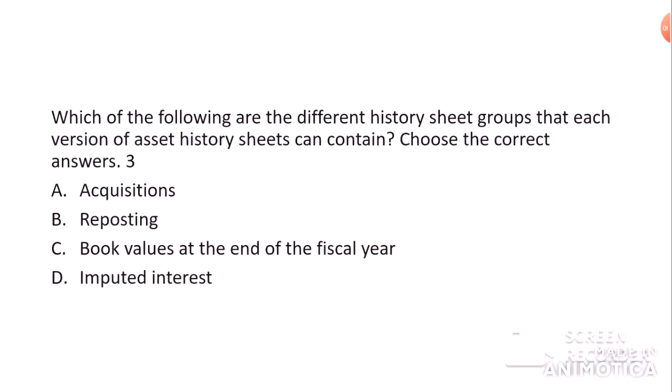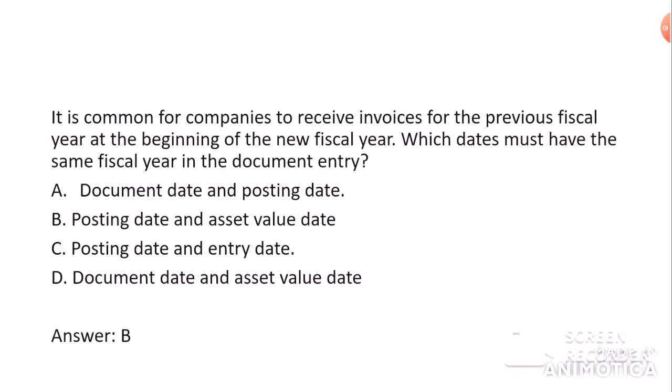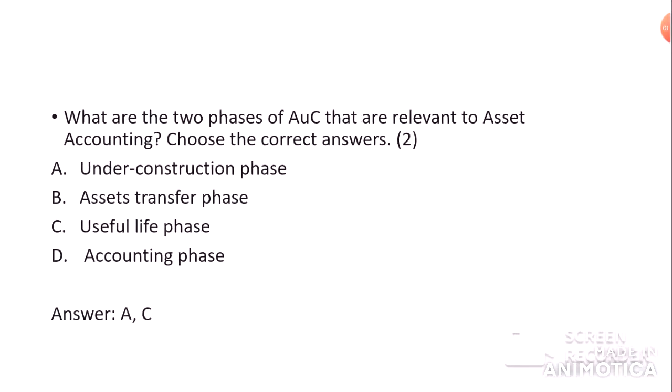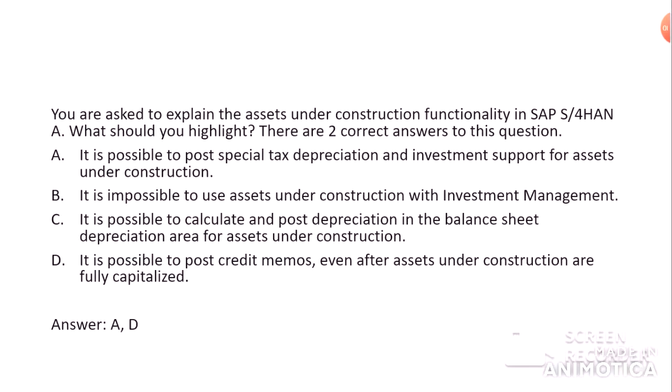It is common for companies to receive invoices for the previous fiscal year at the beginning of the new fiscal year. So which dates must have the same fiscal year in the document entry? It should be posting date, asset value date. What are phases of AUC that are relevant to asset accounting? Under construction phase and useful life phase. You are asked to explain the asset under construction functionality in SAP S/4HANA. So what will you highlight? It is possible to post special tax depreciation and investment support for assets under construction. It is A. And it is possible to post credit memos even after assets under construction are fully capitalized. And D. A and D are the answers.